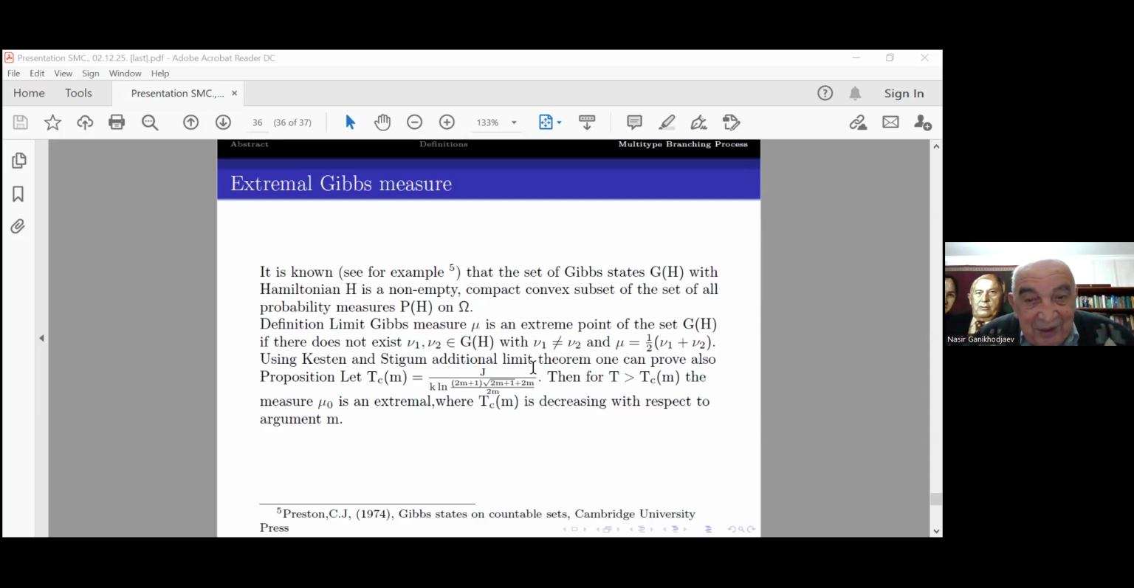using the Kesten-Stigum additional limit theorem, we can state that if this is the critical temperature, and the temperature is greater than this value, then the measure mu is extremal. Here this temperature Tc_m is decreasing with respect to the argument m. Increasing m, this temperature also will increase. But for temperature less than this one, this measure already is not extremal. That is, it may be defined as a convex average of two different measures.